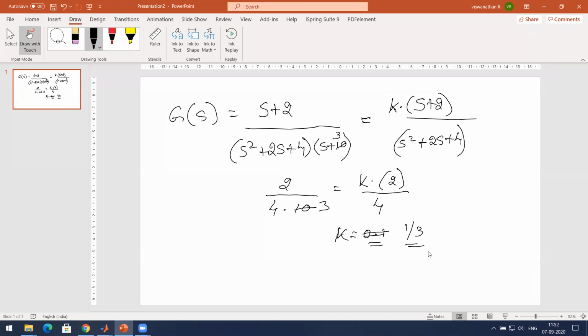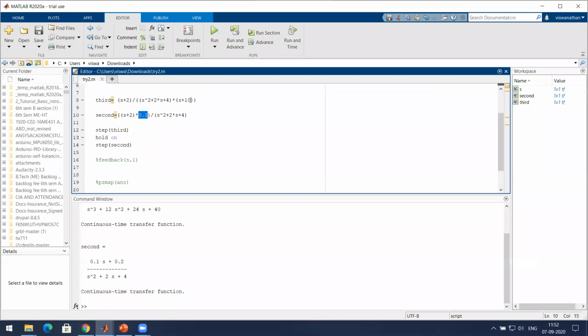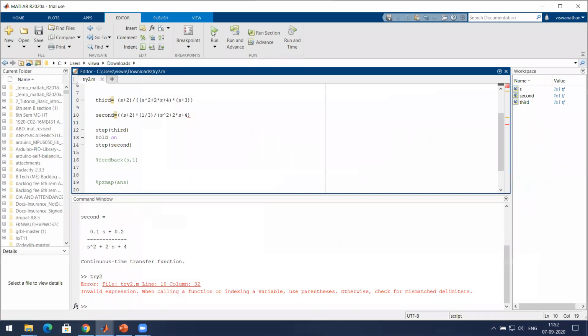So now let's look at this response. Go to MATLAB. Instead of s plus 10, I am taking s plus 3 there. And instead of 0.1, I put 1 by 3, and then run this. What was the mistake? You need to close the brackets in the numerator. Yes, sir, after 1 by 3 there should be another bracket.